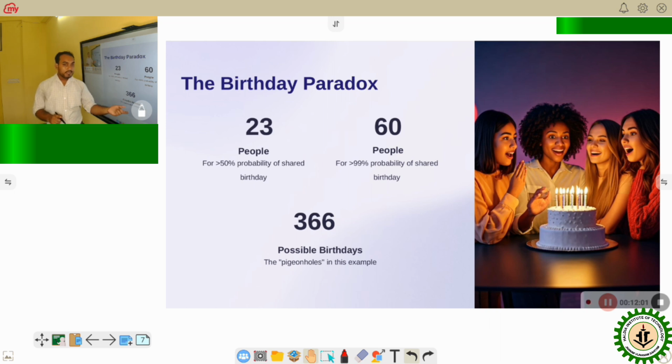And why are we using this pigeonhole principle? Because 366 is the number of pigeons and 365 is the number of pigeonholes. So the pigeonholes are fewer than the number of pigeons, so the date of birth clash is guaranteed if and only if the number of persons is greater than the number of days in a year, that is 365. So 366 people will ensure a date of birth clash.